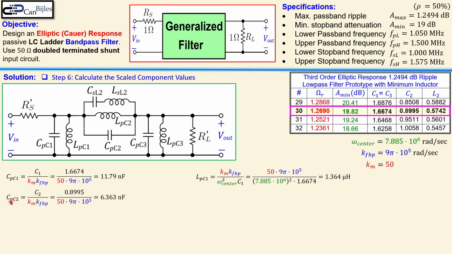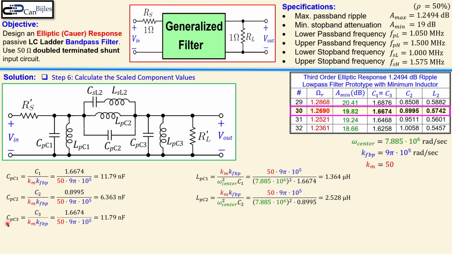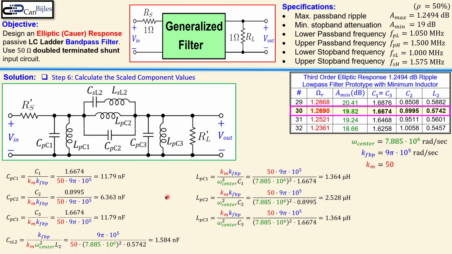In a similar form for CPC2, but now you get this coefficient, so the only change is just the coefficient, so then the new value is produced here, and also for the LPC2 in a similar form. Now the CPC3, looking again here, is the exact same as CPC1, and LPC3 is the exact same as LPC1. The final one is for this series combination. So this is the formula. Now we have to use the omega center there, and I get now this value, and for the inductor you get now this formula, you get now this value.